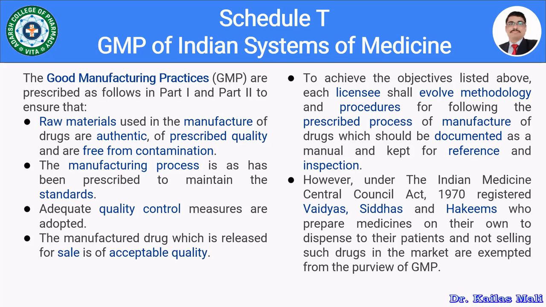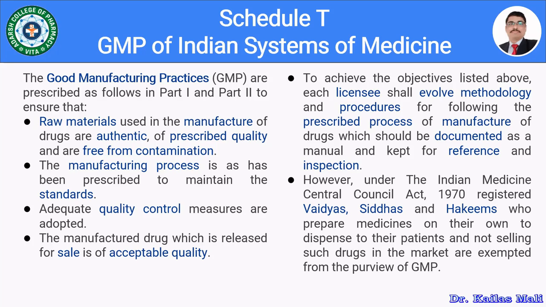The good manufacturing practices, that is GMP, are prescribed as follows in part 1 and part 2 to ensure that Schedule T, which is more specifically for ASU drugs, has objectives. The very first objective is that the raw material used in the manufacture of drugs should be authentic, should be of prescribed quality, and should be free from contamination. Whatever raw material we are using for manufacturing ASU drugs should be authentic, of prescribed quality, and free from contamination. So this is the first objective for GMP Schedule T.